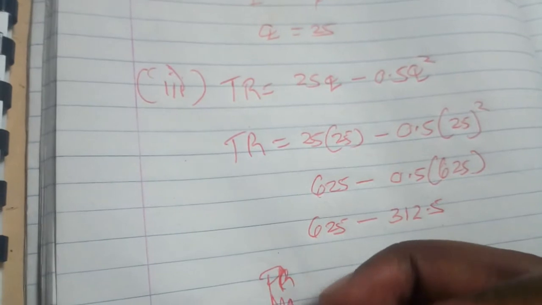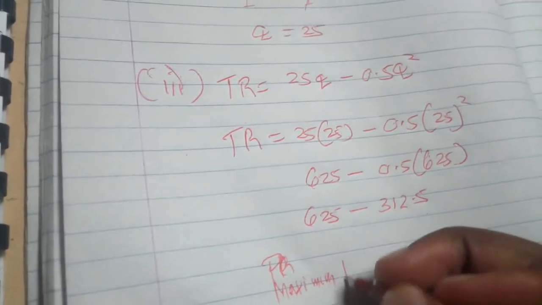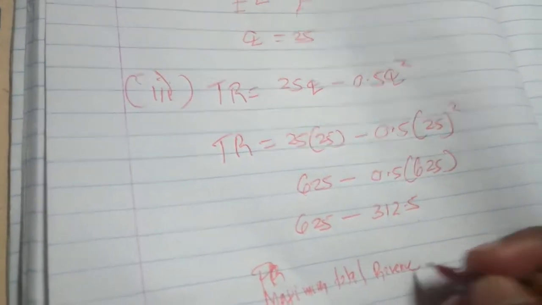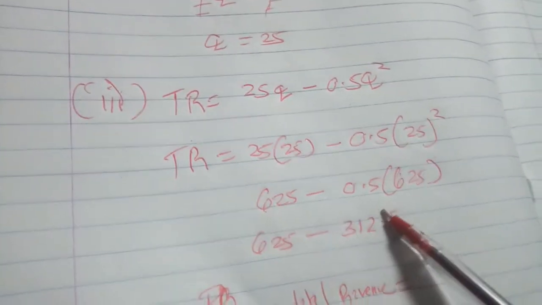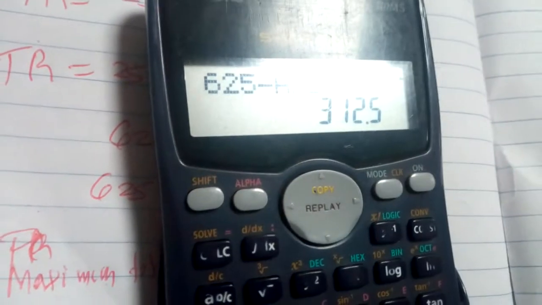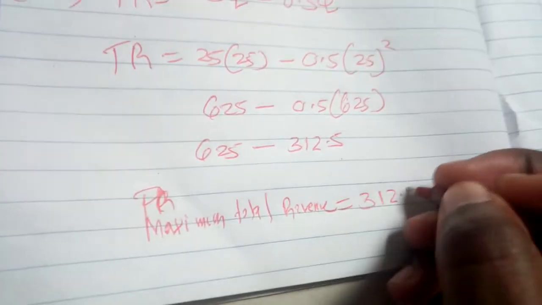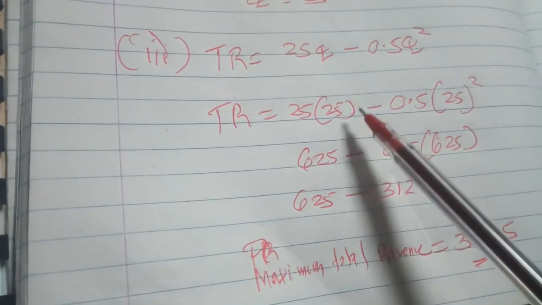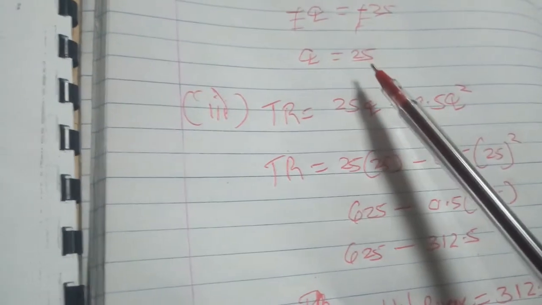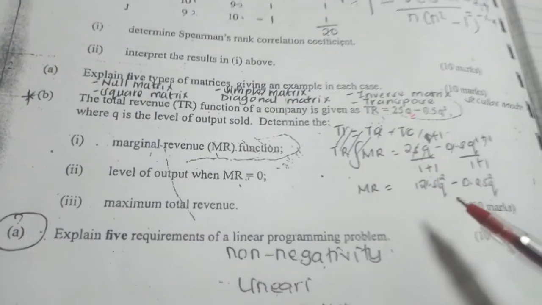So my total revenue here is going to be the maximum, because we were supposed to calculate the maximum total revenue. The maximum total revenue is going to be this 625 minus 312.5. Again I take my calculator, 625 minus 312.5, and it's going to be 312.5. So that's how you get the maximum total revenue: 312.5, by substituting with the value of Q, which was actually 25. Now that's how you get your 10 marks, as simple as that. Thank you.